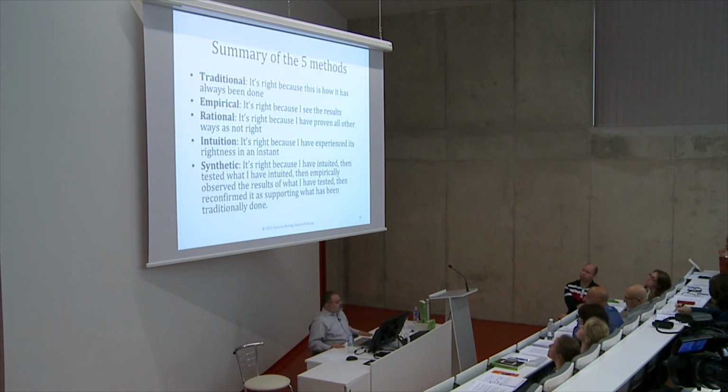So if we can summarize these five ways of knowing in a sentence, we could say that the traditional method is the method where you say it's right because this is how it's always been done. And the empirical says it's right because I've seen the results. And the rational method says it's right because I've proven all other ways as not being right. The intuitive way says it's right because I've experienced its rightness in an instant.